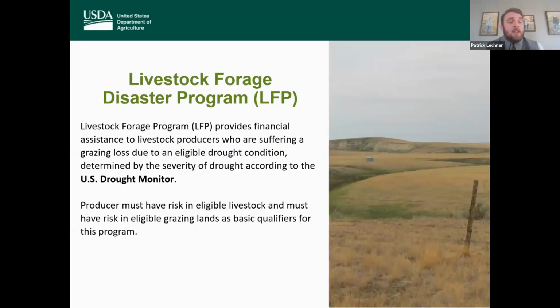So the first program we're going to talk about is the Livestock Forage Disaster Program, known as LFP. LFP provides financial assistance to livestock producers who suffered grazing losses due to an eligible drought condition. As I had mentioned before, the U.S. Drought Monitor is the triggering mechanism that determines whether or not LFP is implemented. The key criteria for eligibility for LFP is that a producer must have risk in eligible livestock and also risk in eligible grazing lands. So that is the key factor in determining eligibility for LFP purposes.